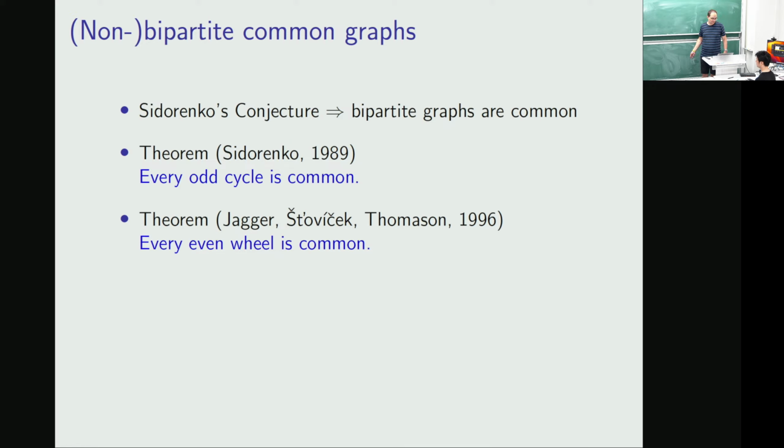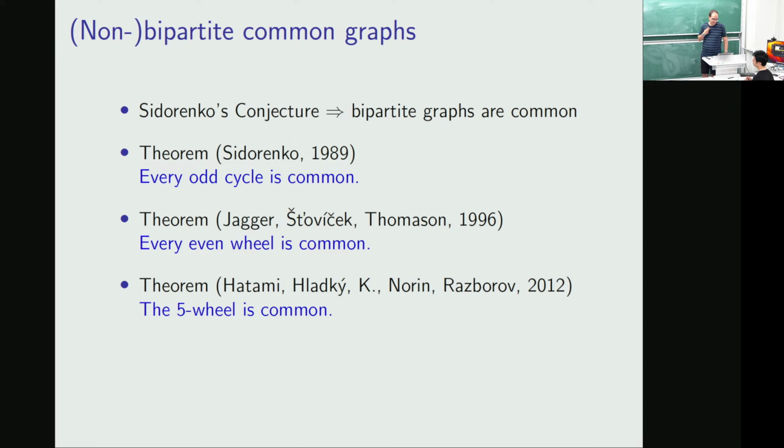It was open for a long time whether there was a 4-chromatic common graph, which was resolved, and you may see a certain gap in the years, by Hamed Hatami, Honza Hladký, Sergei Norin, Sasha Razborov, and myself. We showed that the 5-wheel is common. The 5-wheel is an odd cycle of length 5 with an extra vertex. Now we also know that the 7-wheel is common, but I don't believe there's a proof that all odd wheels are common, even if it's generally believed.